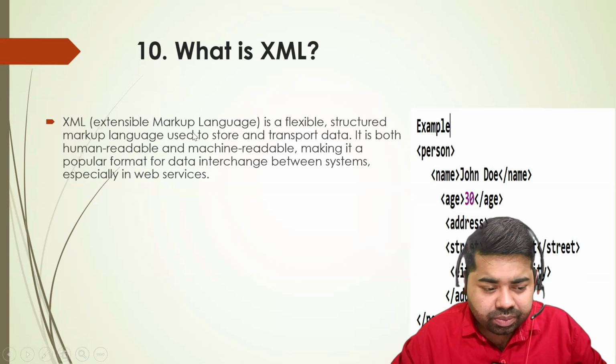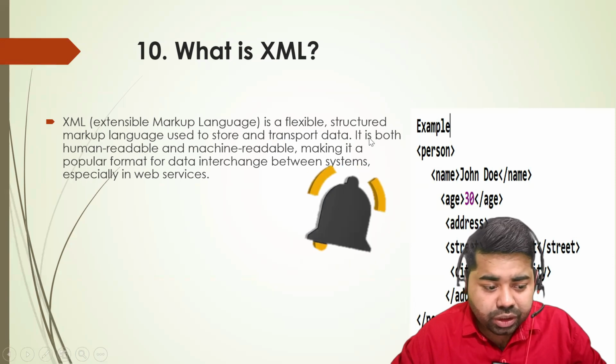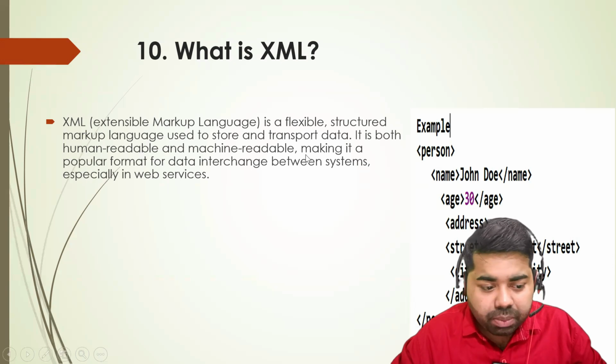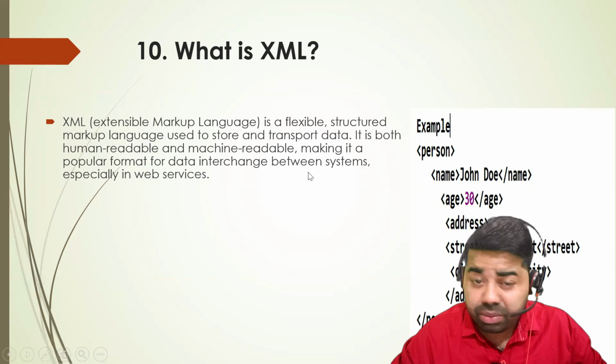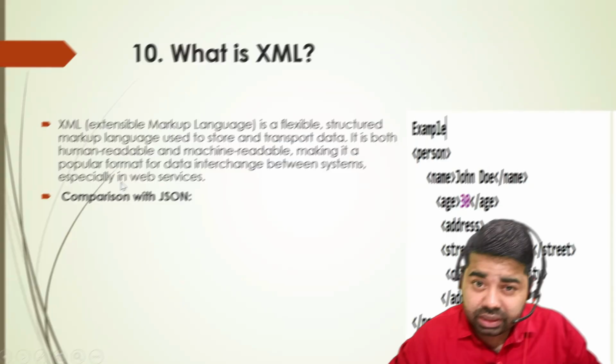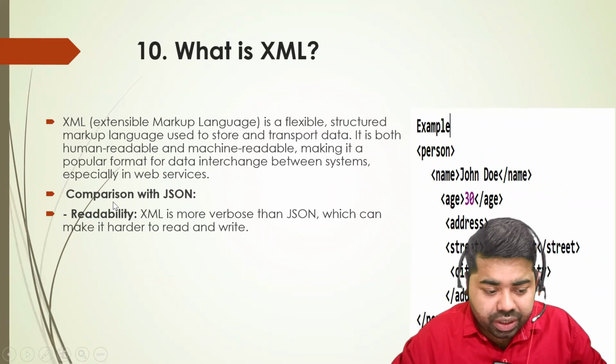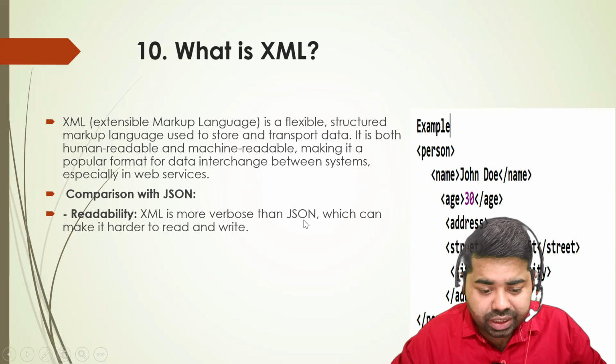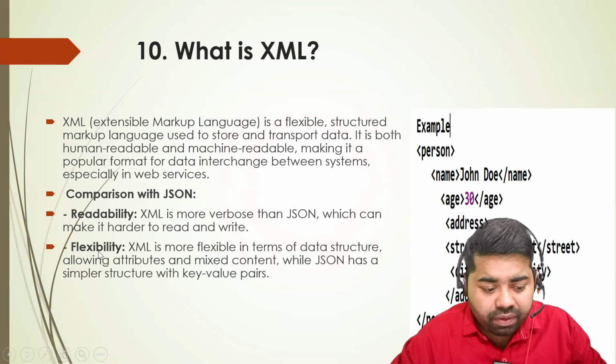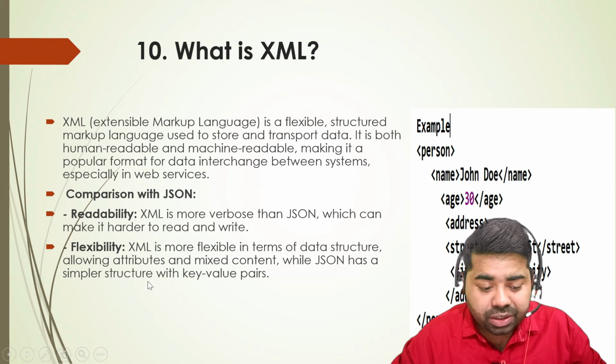XML is Extensible Markup Language. It is a flexible, structured markup language to store and transport data. It is both human readable and machine readable, making it a popular format for data interchange between systems, especially in web services. Compared with JSON, readability: XML is more verbose, which can make it harder to read and write. Flexibility: XML is more flexible in data structures, allowing attributes and mixed content, while JSON has a simpler structure with key-value pairs.